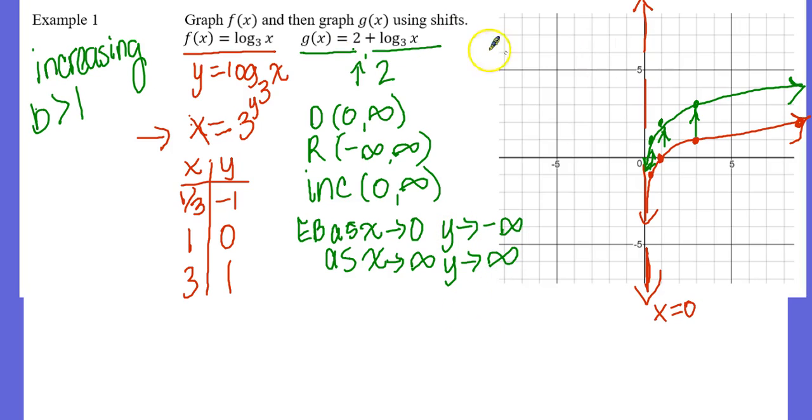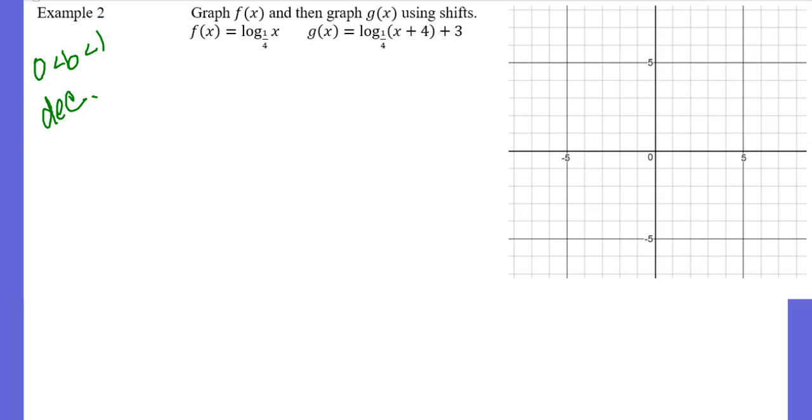Beautiful. This is my expectation for your homework. And you have 12 of them. My expectation is for you to graph the base, use the shifts to graph the new function, and then describe all of this information for the new function. Okay, so there's an example of an increasing function. This is going to be an example of a decreasing function.